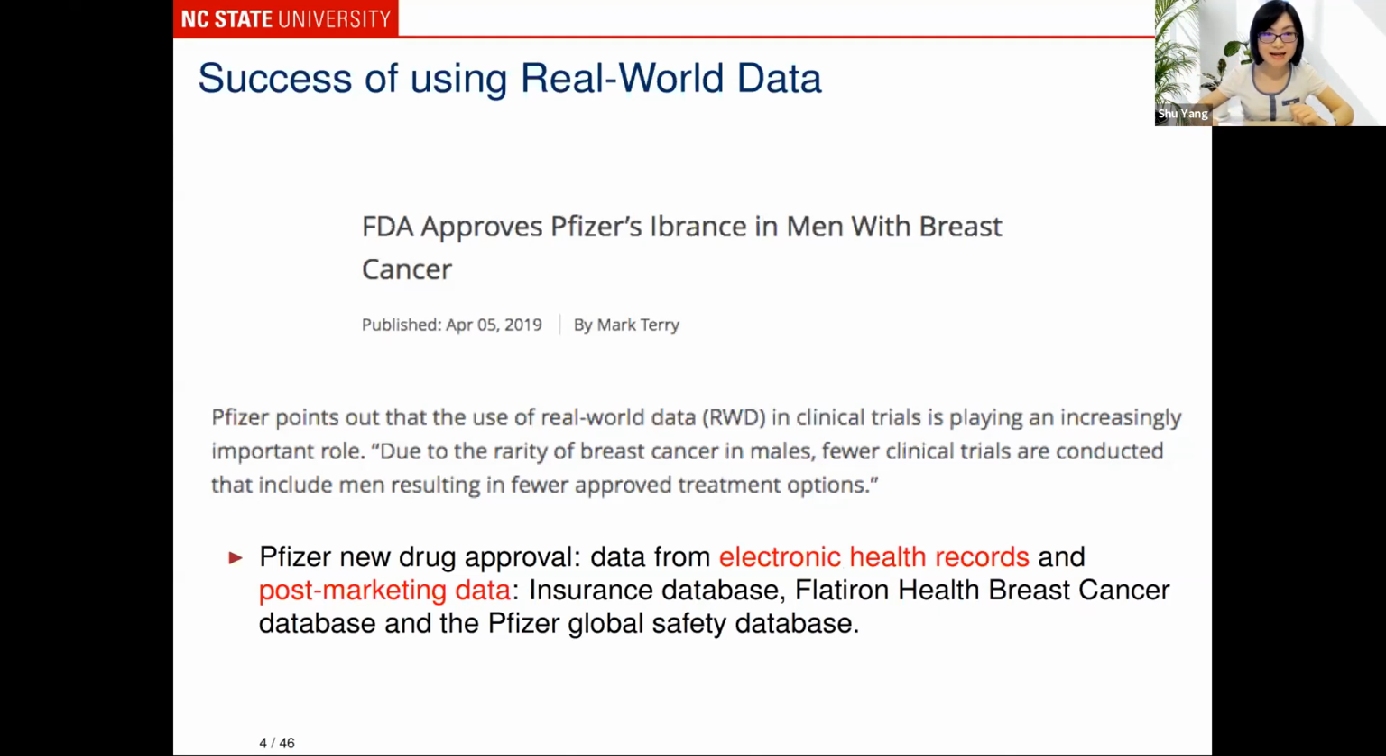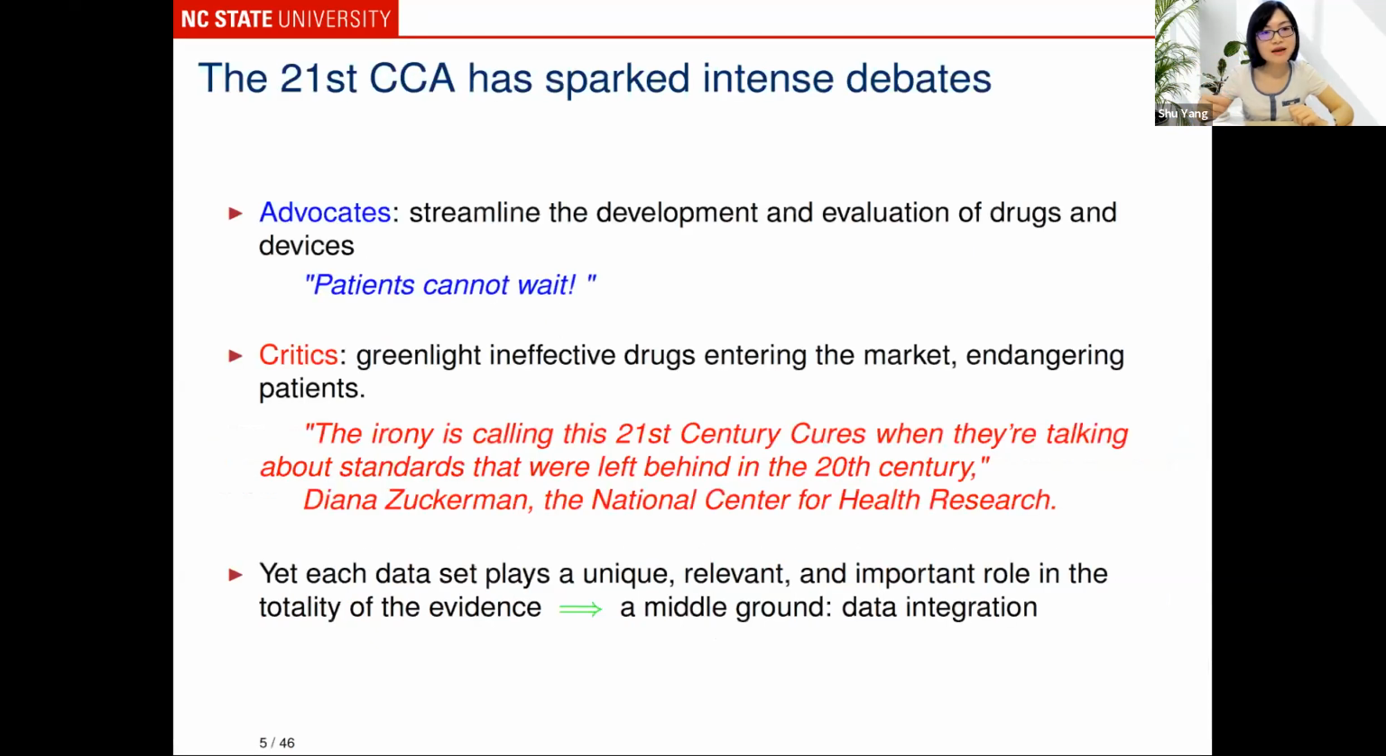This is very exciting, but in fact, this revision has sparked intense debate. Advocates say that the use of real data would streamline the development and evaluation of drugs. However, critics also argue that it will greenlight ineffective drugs entering the market. We know that in the 20th century, there were medical disasters due to anecdotal information of the treatment effect, and it has led to many deaths.